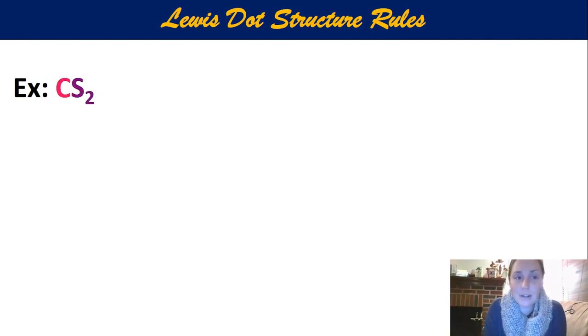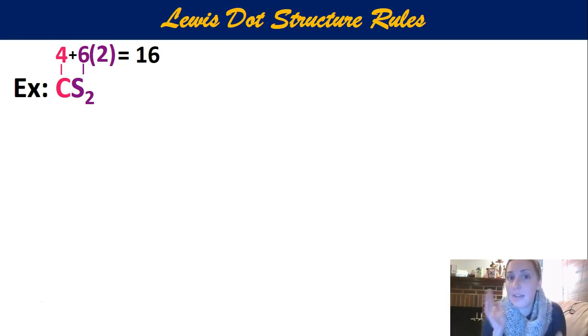So I'm going to go ahead and color code it again. Carbon brings 4 valence electrons to the party. Sulfur brings 6. I have 2 sulfurs. I add them up. 6 times 2 is 12, plus 4, 16. So I have 16 electrons to work with. I've got carbon and I've got sulfur. Carbon, there's only 1. Sulfur, there's 2.